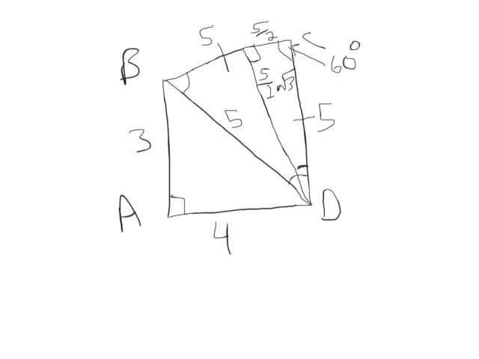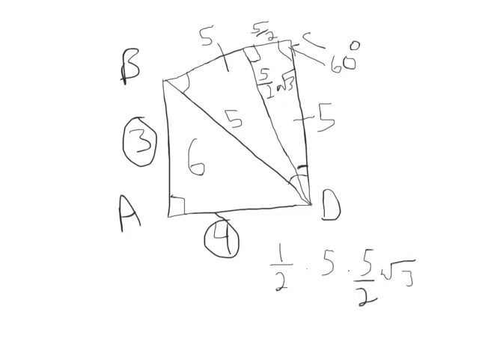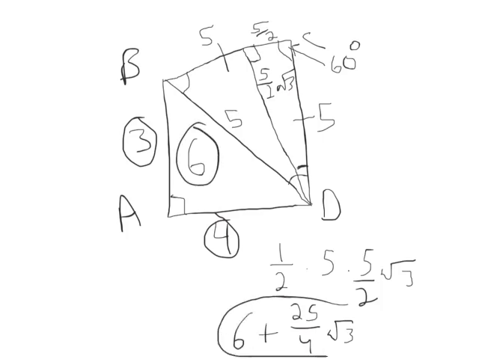So for this triangle ABD over here, the height is 3, the base is 4, so the area is 1/2 times 3 times 4, which gives us 6. Now the area for the other triangle is 1/2 times the base times the height, so 1/2 times the base of 5 times the height of 5 halves times square root of 3. When we multiply those together, we get 25 over 4 times square root of 3, plus the other area of 6. So our area is going to be 6 plus 25 over 4 times square root of 3.